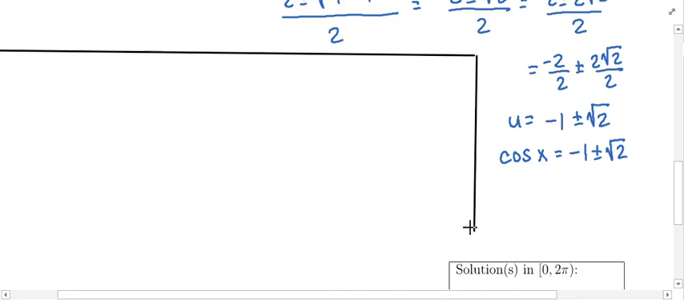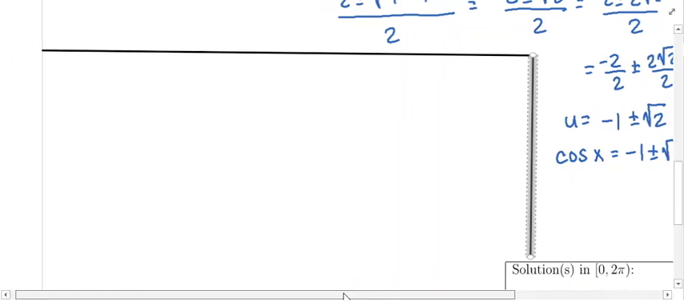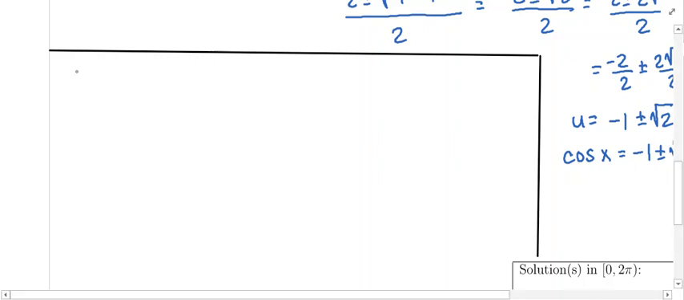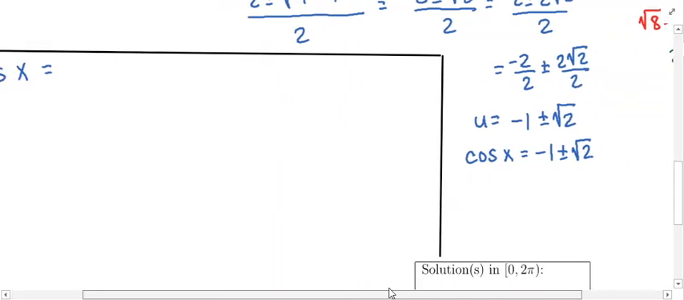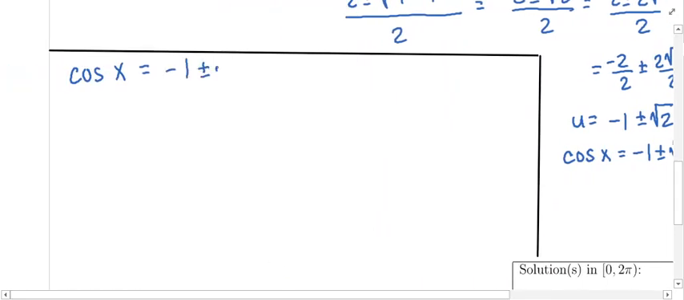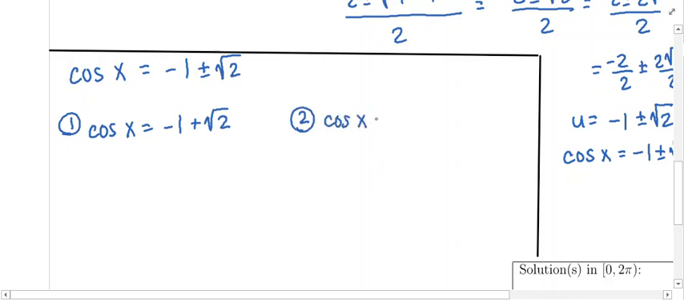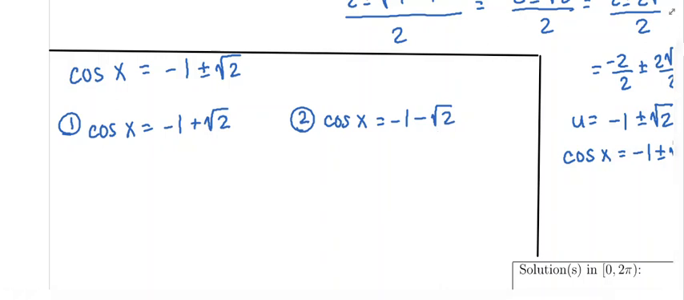All right, so at this point, I'm going to write down what I know. I'm looking for some angle x. The cosine of x has to be equal to negative 1 plus or minus the square root of 2. This actually produces two equations. First of all, the cosine of x can be negative 1 plus the square root of 2. And secondly, the cosine of x can be negative 1 minus the square root of 2. I just picked different signs in the middle here. We just said that the unit circle is not going to help us.